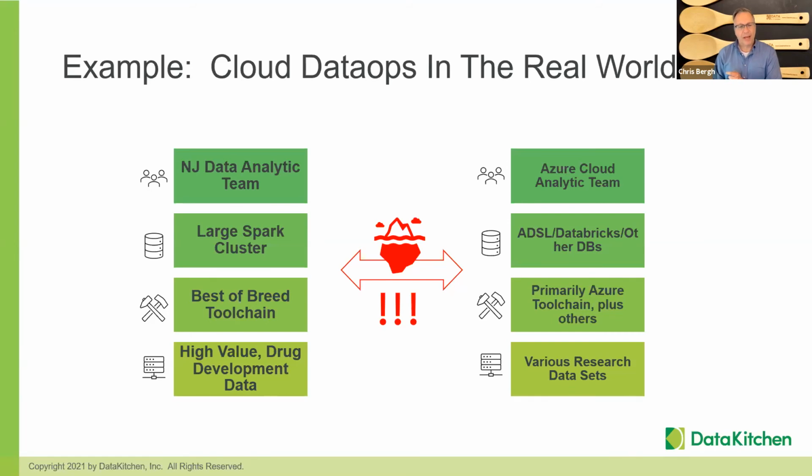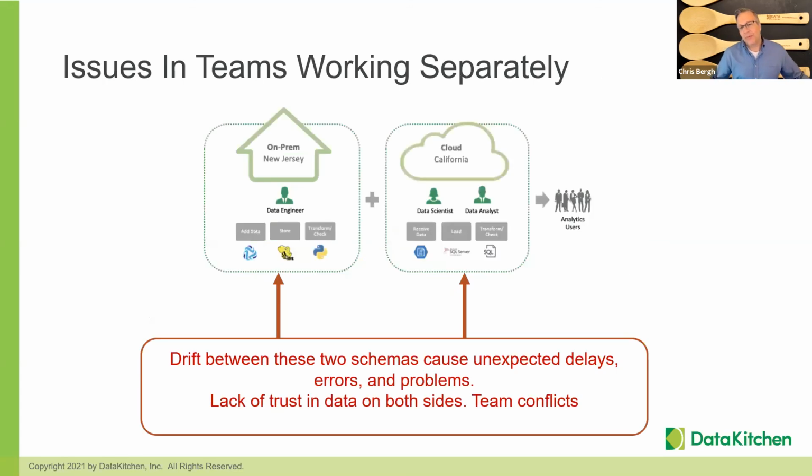And in this case, it's drug development. They've got a big Spark cluster, and then they've got an Azure team. And they're both very smart people. They want to share data, they want to work together, but they've got two completely different tool chains. So these teams want to be able to work independently, do their data work, produce their insights, but the on-prem team wants to provide data to the cloud team. And then the cloud team wants to use it and provide insight to the analytic users.